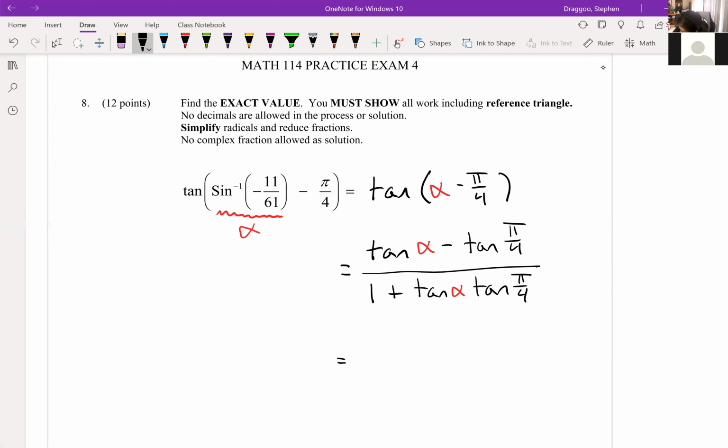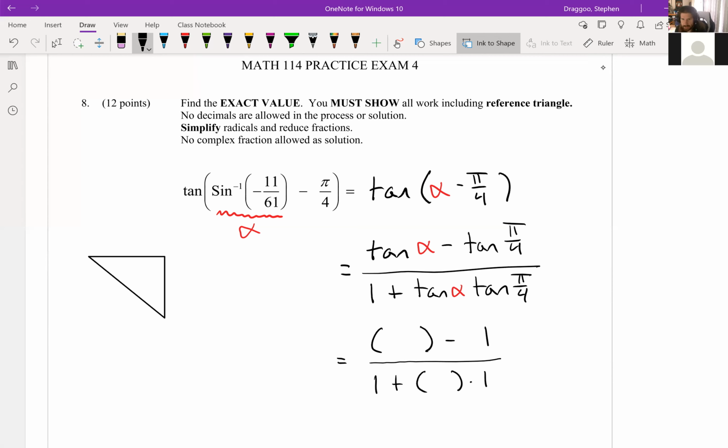Since this thing comes out to something minus 1 divided by 1 plus something times 1. Don't forget tangent of pi over 4 is 1. So I've just got to figure out what that something is. Again, it's tangent alpha. So let's go make ourselves a reference triangle. Our reference triangle should be in the 4th quadrant because I'm taking the sine inverse of a negative number.